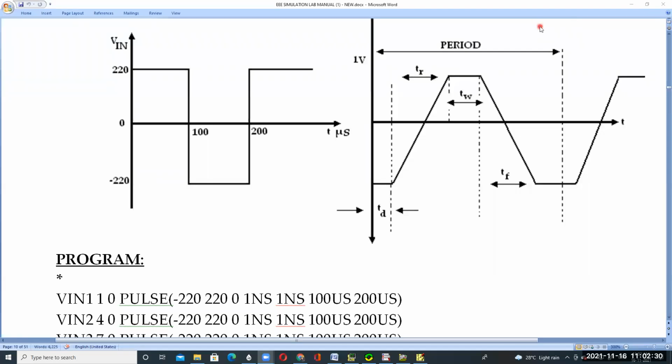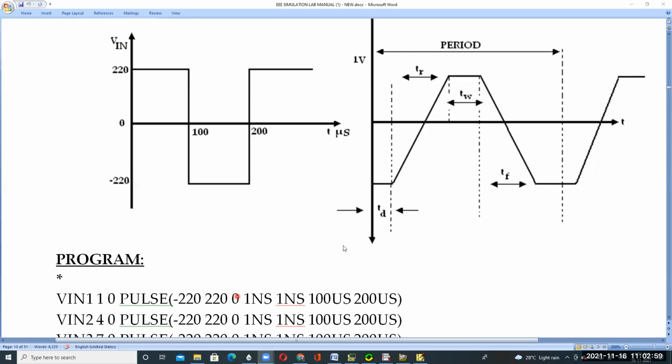Okay, the generation of square waveform or pulse waveform by using PSpice. So these are the different times: 0 nanoseconds, 1 nanosecond, 1 nanosecond, 100 microseconds, 200 microseconds. These are the times, nothing but the delay time. TD is called delay time.